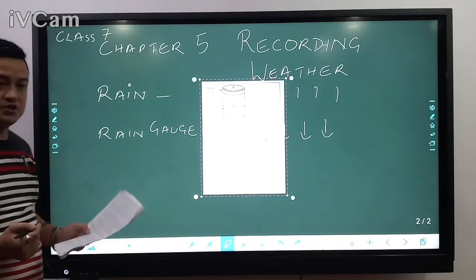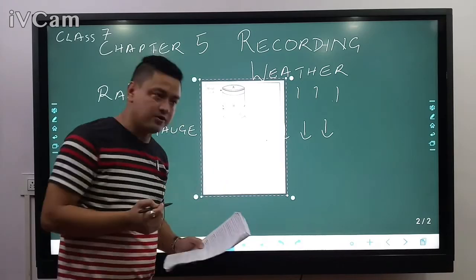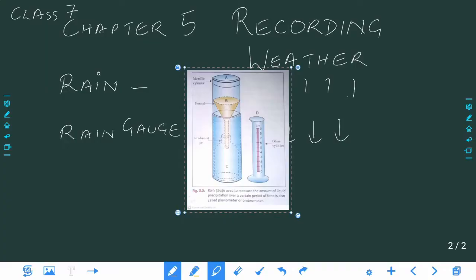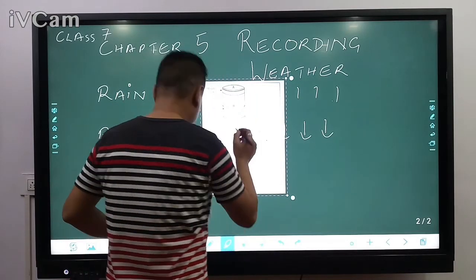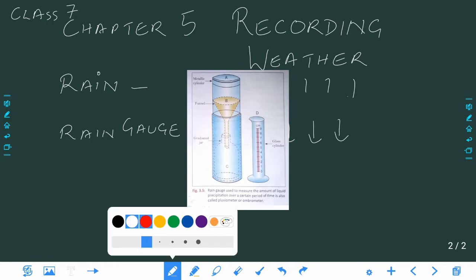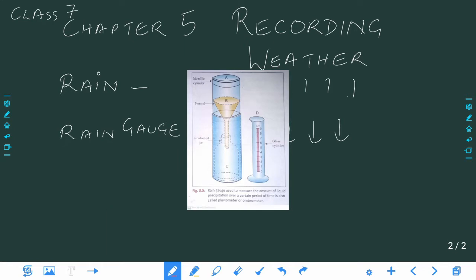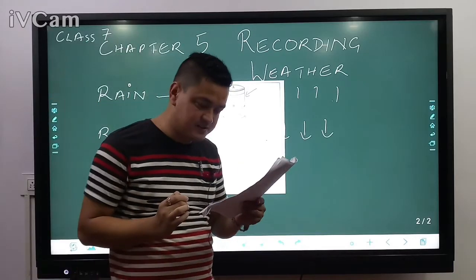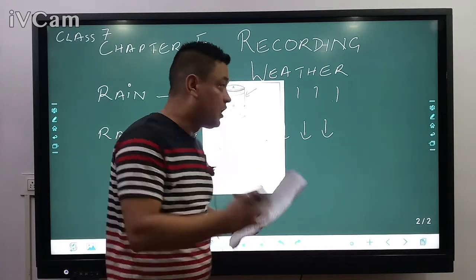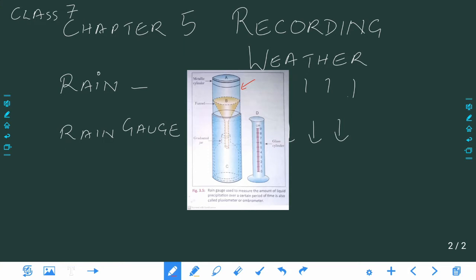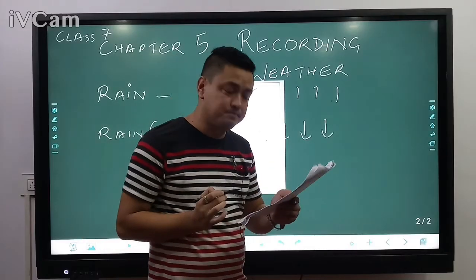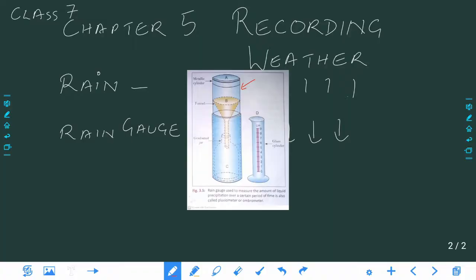If you look at this picture, this is a picture of a rain gauge. It consists of a metal cylinder. Now I'm just going to mark it with a red pen. This is a metal cylinder. It consists of a metal cylinder or jar. This can also be called a jar. Here it is written, metal cylinder with a vessel placed inside. So here you have a bottle or a collecting vessel which is placed inside this metal cylinder.